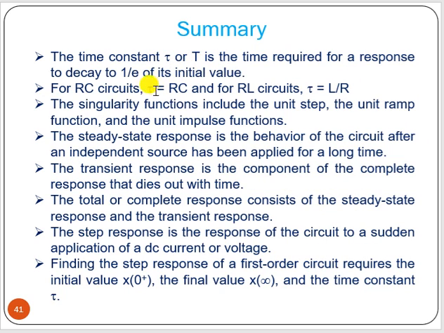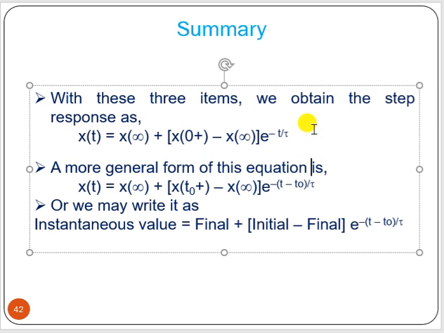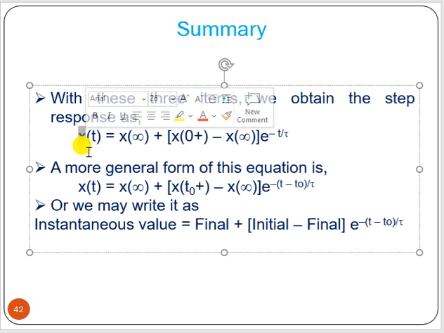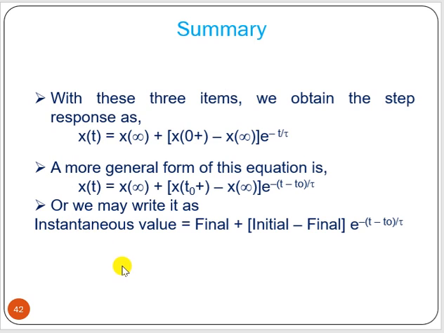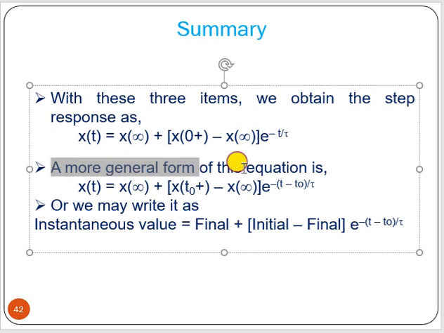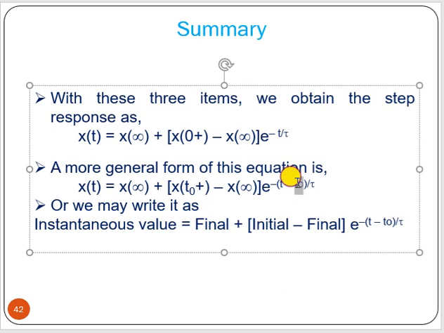Now the tau value for an RC circuit is tau equal to RC, and for an RL circuit tau equal to L by R. Now using the step complete response, we can find the expression x(t) equal to x(infinity) plus [x(0+) minus x(infinity)] e to the power minus t by tau. This is the generalized form. For an inductor, x will be replaced by i, and for a capacitor x is replaced by v. Or in another more generalized form, instead of t we can write t minus t0. If there is no delay, t0 is 0.